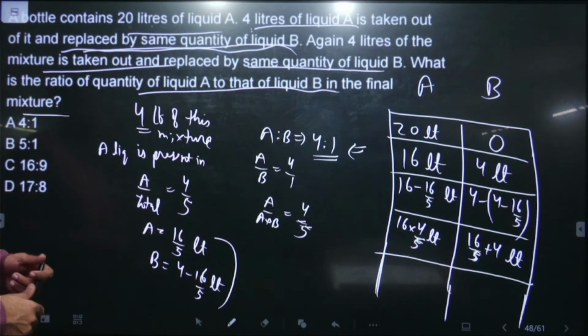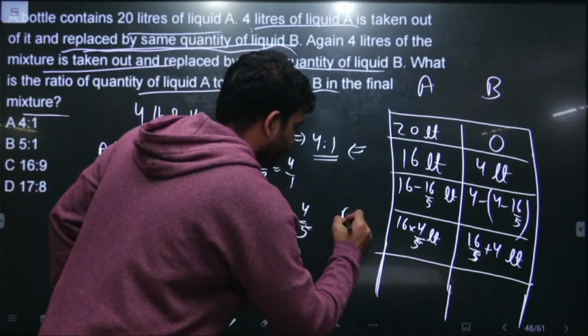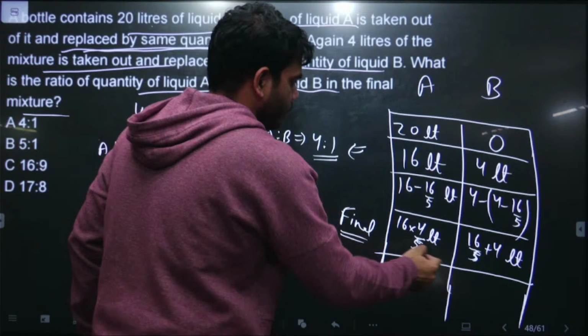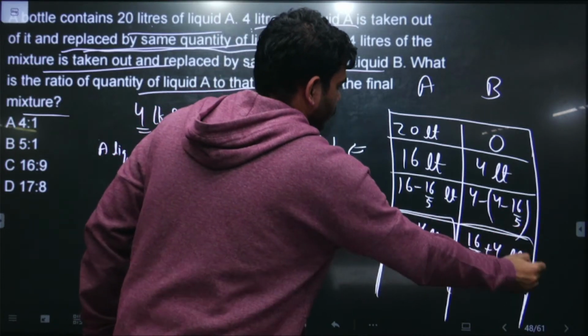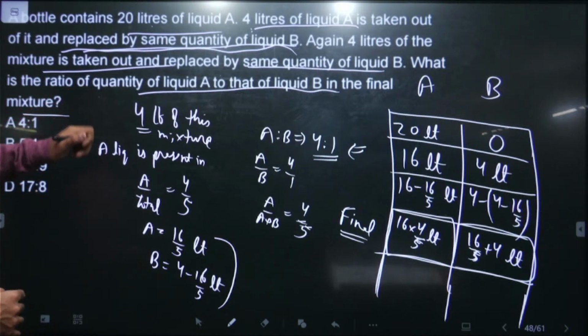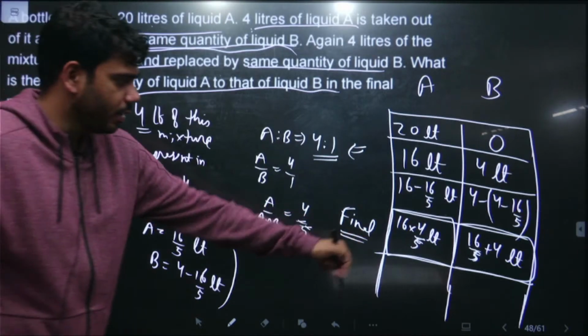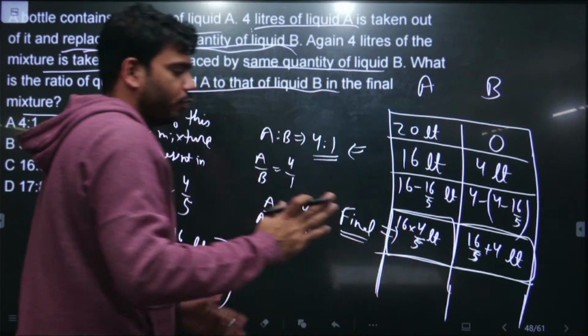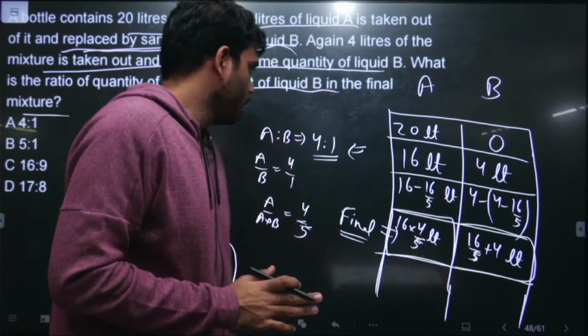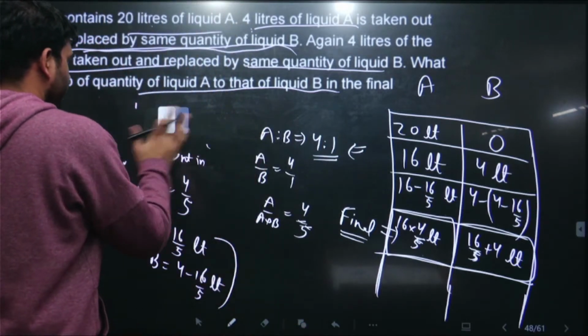Now we are asked, this is the final thing. This is final: in the final 20 liters, this is the quantity of A and the quantity of B that is present. Now we have to find the ratio of quantity A to quantity B in the final mixture. Just divide the volume of A by the volume of B and we will get the ratio. This is very simple, so let's remove this.